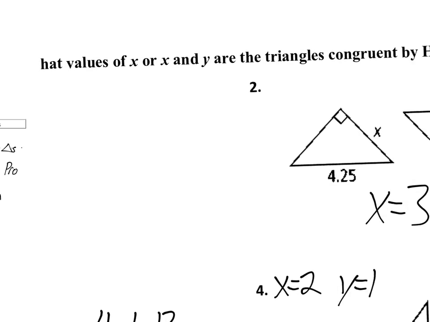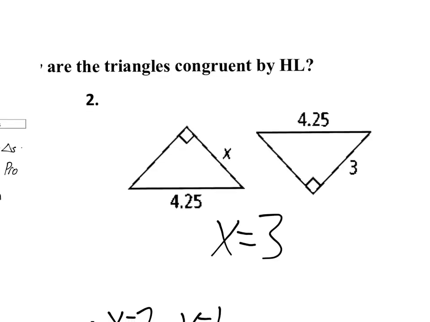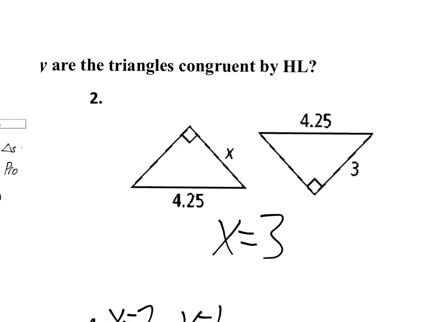Okay, number 2. So, again, I have right triangles. I know the hypotenuses are congruent, 4.25. I need the legs to be congruent. So they told me one triangle's leg is 3. That means x has to be 3 for the other one for them to be congruent. So again, no math, pretty easy.